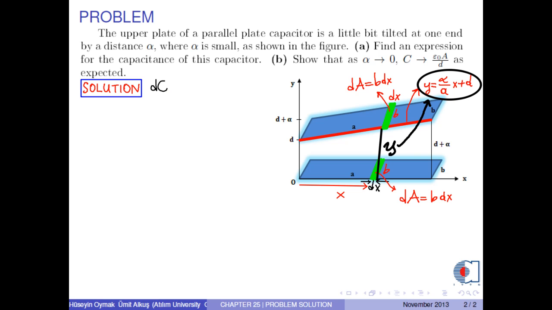As a result, we can find the infinitesimal capacitance with this formula: epsilon 0 times dA over y. We know dA as b times dx and y as alpha over A times x plus D. Now we can take the integral of both sides. On the left hand side, the integral of dC is just C.